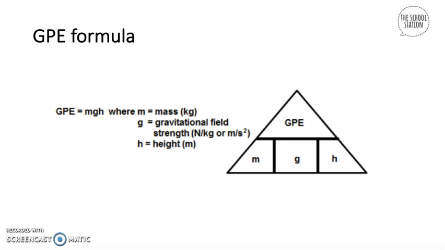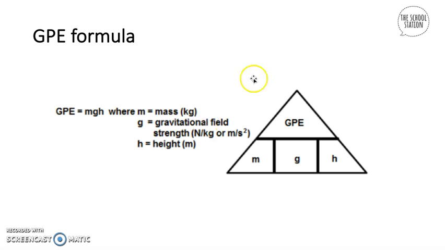So M equals mass, which is measured in kg, and then g equals gravitational field strength, which is measured in newtons per kg or meters per second squared. So it really depends on the question. And last of all, we have h, which equals height, which is measured in meters. So that's what you have to remember.